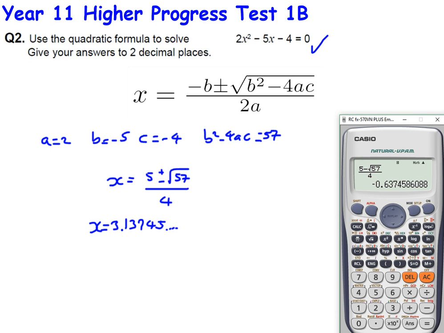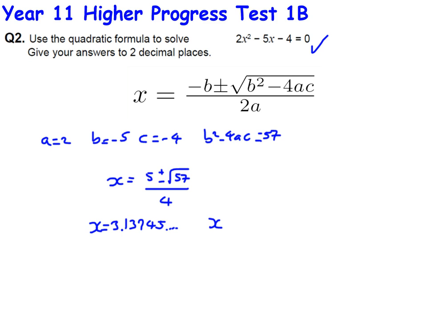And if we press equals, and to get our decimal form, you can see that we get x is equal to negative 0.63745.